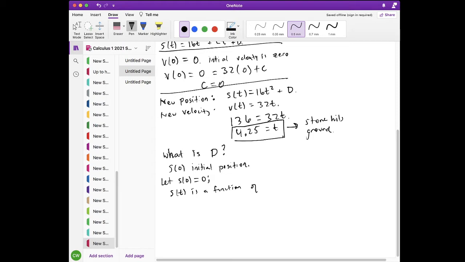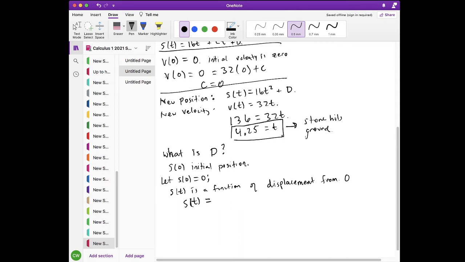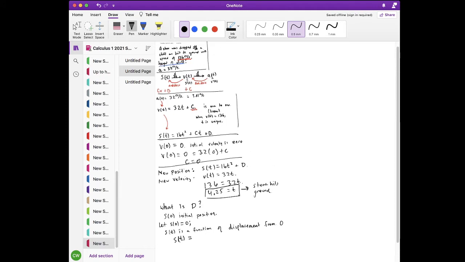Good. Yeah, it's displacement from 0. So in the problem, what is s of t? What does displacement from 0 mean in the problem? So how do you interpret s of t if you know that it's displacement from 0? What would that mean, like, physically? How would you describe that physically?